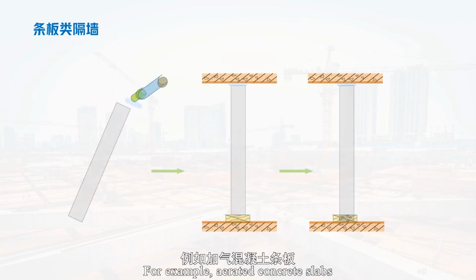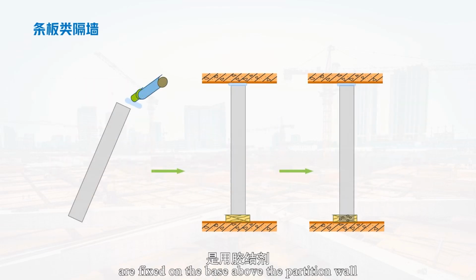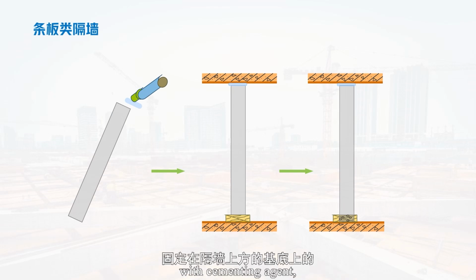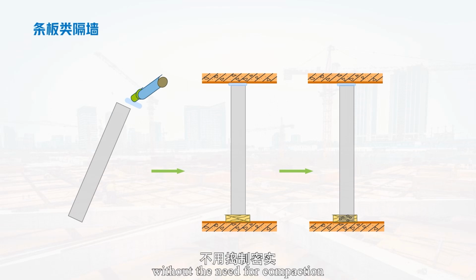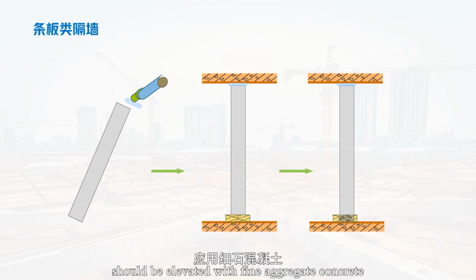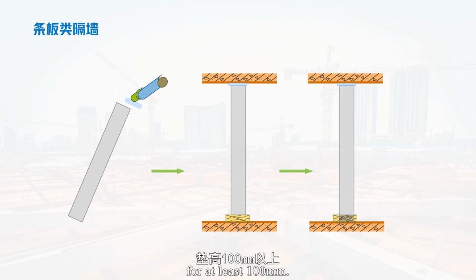For example, aerated concrete slabs are fixed on the base above the partition wall with cementing agent, or filled with fine aggregate concrete joints, without the need for compacting, and without becoming load-bearing walls. Wall panels in rooms with water, such as kitchens and bathrooms, should be elevated with fine aggregate concrete for at least 100 mm.